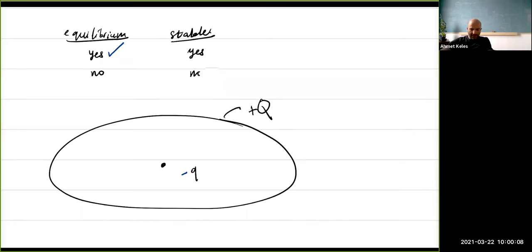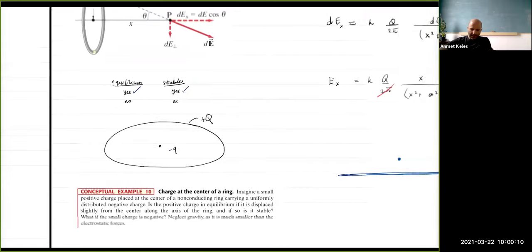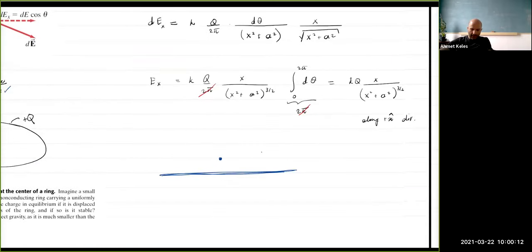So it is stable now, and the reason is the same thing. I will remind you, this is plus Q, this is minus Q, and you perturb it just a little bit and release. When you release, the force on this minus charge from this ring will be along this direction. It's going to restore. So when it comes back to its position after this tiny perturbation, we say it is stable. Okay?